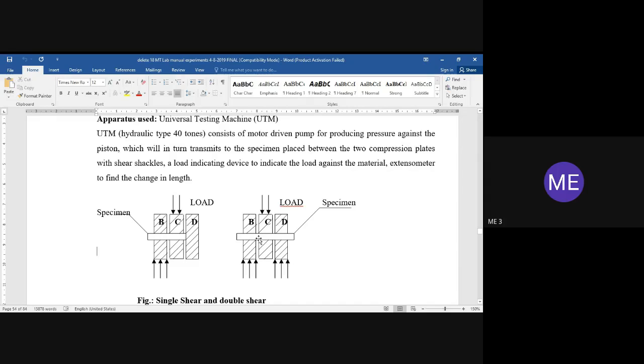For the second diagram, there are two areas which resist the external loading. One area is between B and C, which is A, and one more area between C and D, which is again A only. Then what is the shear stress formula for the second diagram, the double shear? You studied riveted joints in machine drawing: single shear, single plate, multi plate, two plate, three plate. What is the shear strength for double shear? Force divided by 2A for the second diagram, because there are two areas which resist the applied load. For the first diagram, it is only one area.